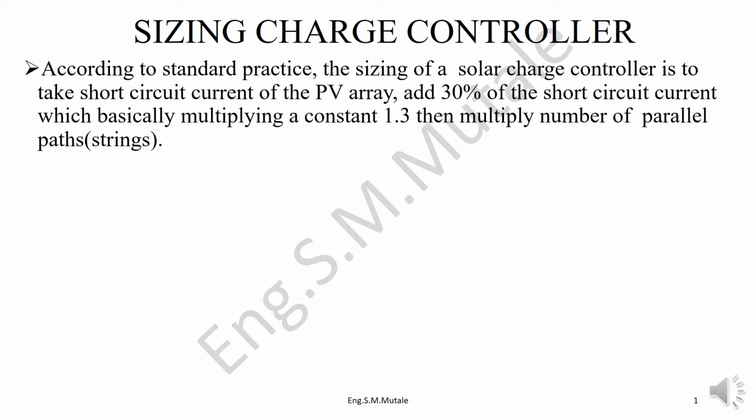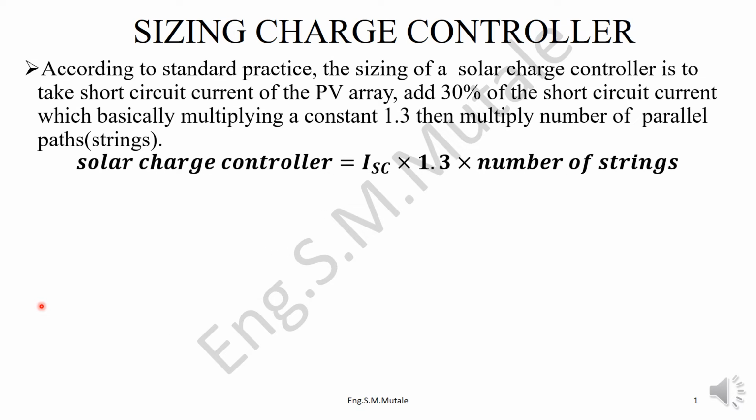According to standard practice, the sizing of a solar charge controller is simply to take the short circuit current of the PV array and add 30% of that, which is basically a constant of 1.3. So you multiply the short circuit current of a PV array by 1.3 and then multiply by the number of parallel paths. Okay, so that's the formula. The solar charge controller size is given by the short circuit current of the PV multiplied by 1.3, which is an increment of 30%, and then multiplied by the number of strings.